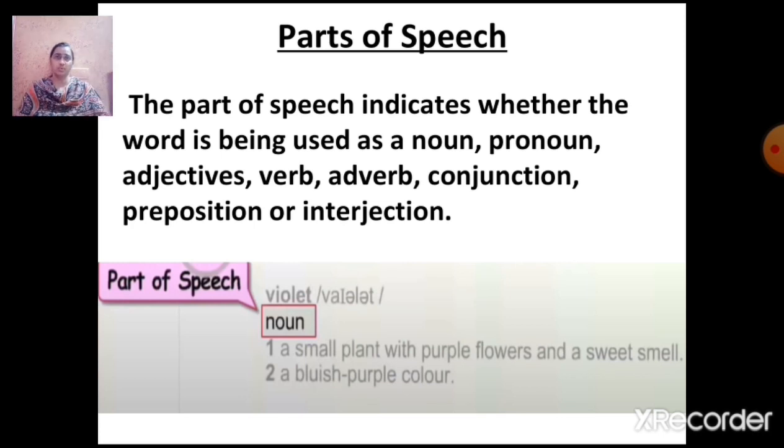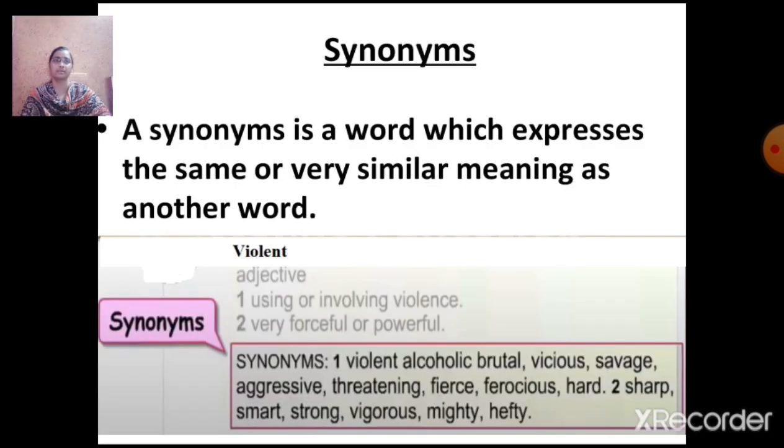The dictionary provides a list of synonyms and antonyms for the given entry word. Now, let us understand what is a synonym. A synonym is a word which expresses the same or very similar meaning as another word. Now, here you can see the example of violent and its synonyms provided. Now let's move ahead.